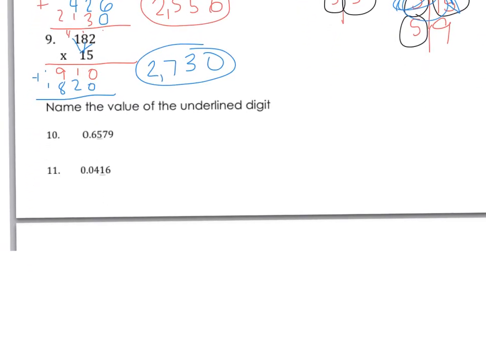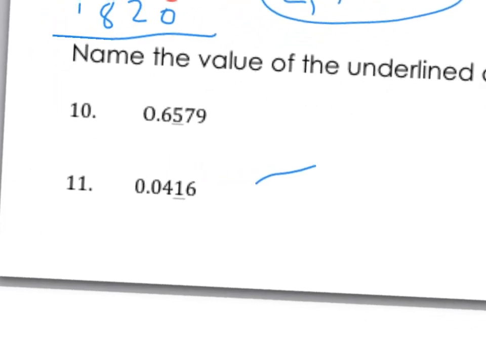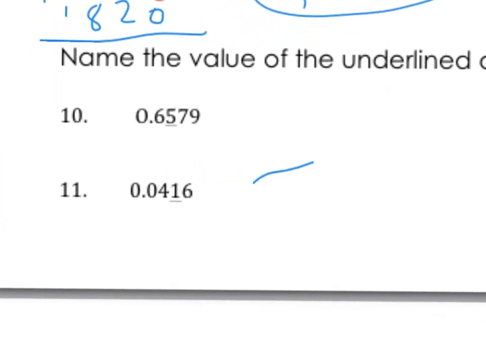Name the value of the underlined digit. So my trick was, and I'm going to zoom in to make this a little easier, put a 1 under the decimal and zeros under the other digits. Most of you got this one right. And stop at the underlined number, and that made a 100. So the value of that is 5 hundredths.